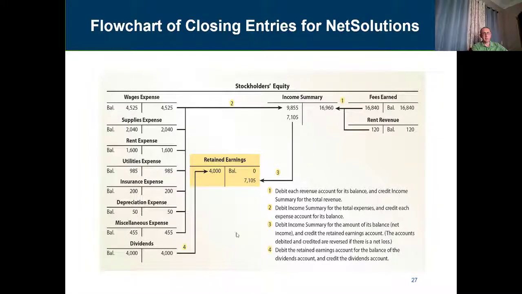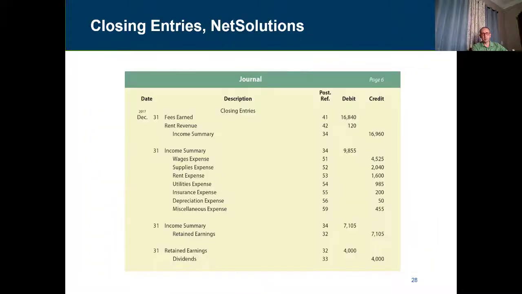Okay? And then the last step is to close the dividends. Dividends normally have a debit balance. We want to close it. We record the same amount on the credit side and we debit retained earnings for the 4,000. One thing I want you to remember, know by heart, is these 4 journal entries. These are the 4 closing entries. We typically do them on December 31st.